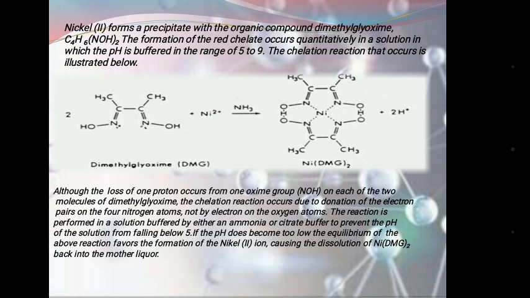Although the loss of one proton occurs from one oxime group on each of the 2 molecules of dimethylglyoxime, the chelation reaction occurs due to donation of the electron pairs on the 4 nitrogen atoms, not by electrons on the oxygen atoms. The reaction is performed in a solution buffered by either an ammonia or citrate buffer to prevent the pH of the solution from falling below 5. If the pH does become too low, the equilibrium of the above reaction favors the formation of the nickel(II) ion, causing the dissolution of the nickel dimethylglyoxime complex back into the mother liquor.